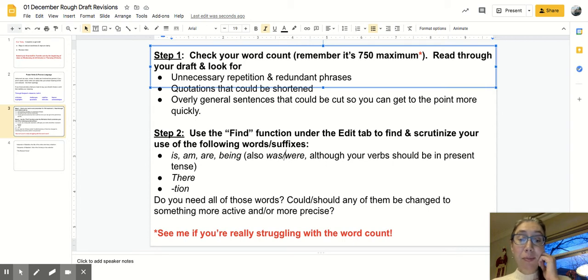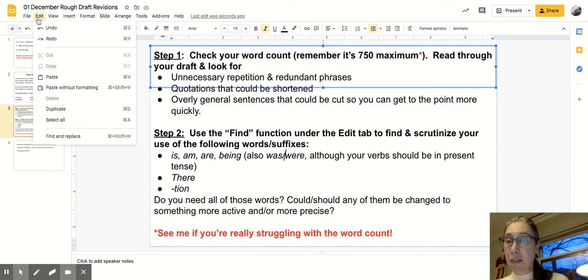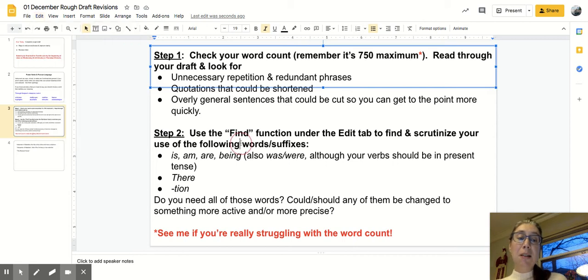And then I suggest you go to the Find function under your Edit tab. Go to Find and Replace there. And I suggest that you search for the following words and suffixes. You can search is, am, are, or being, like all the to be verbs. Your verbs should be in present tense for literary analysis. So hopefully you're not using was or were.